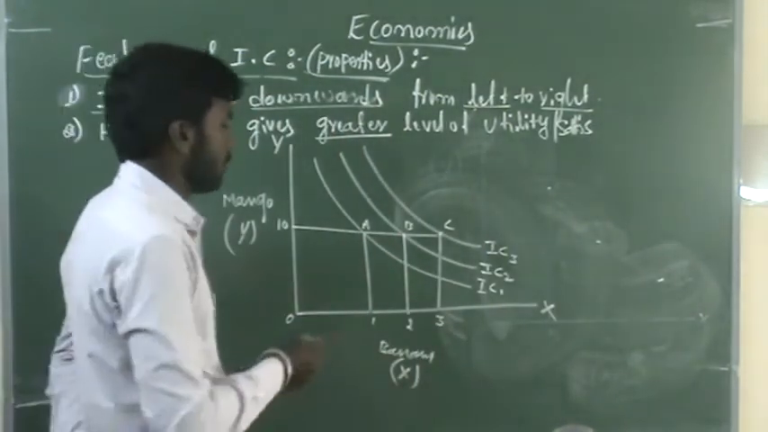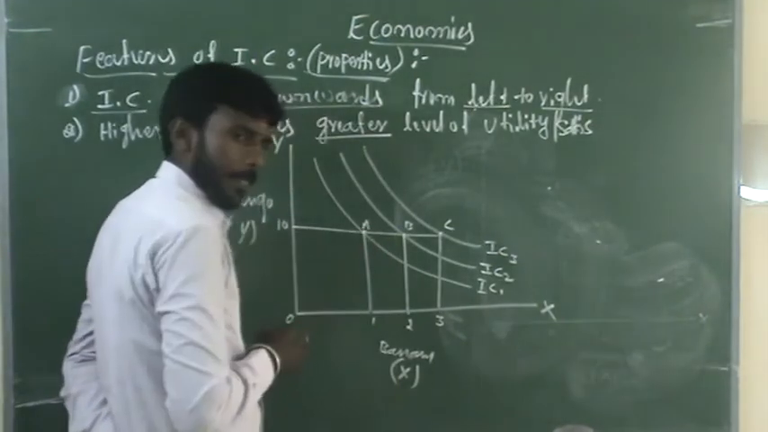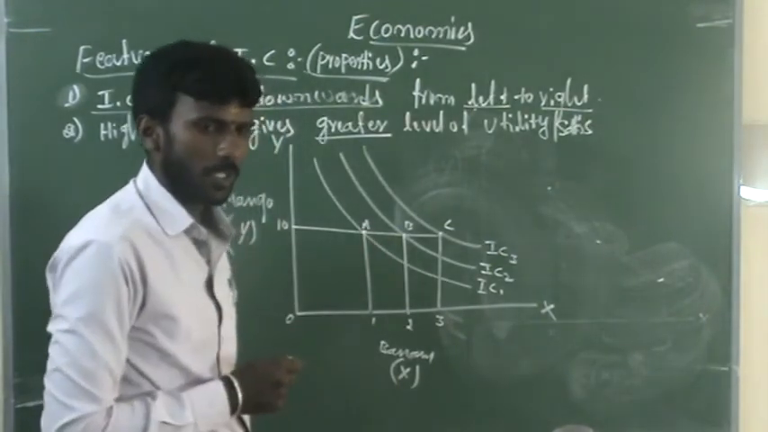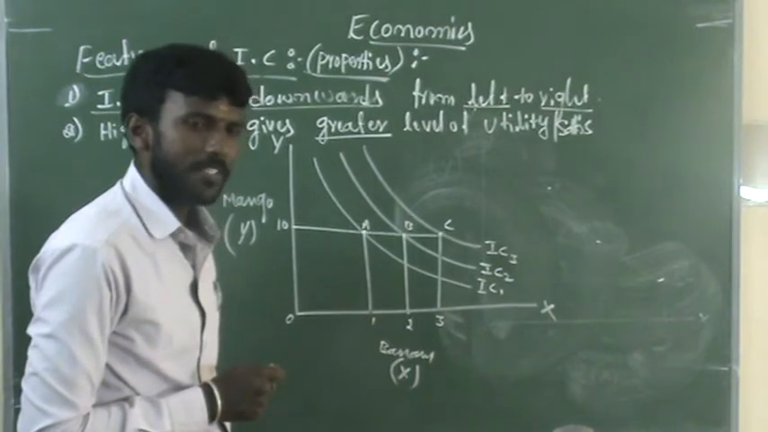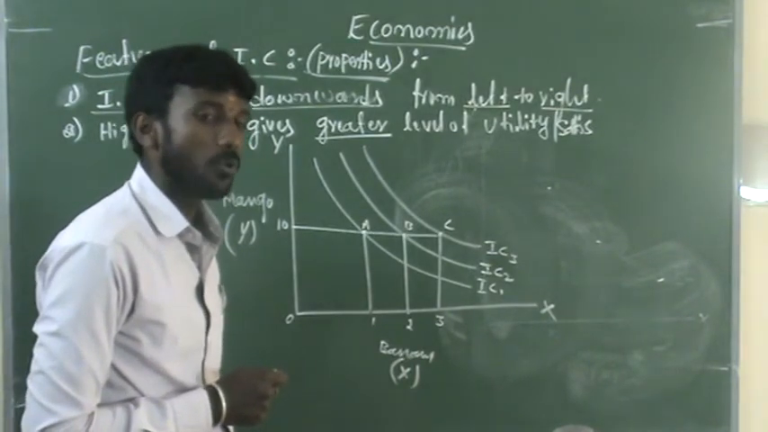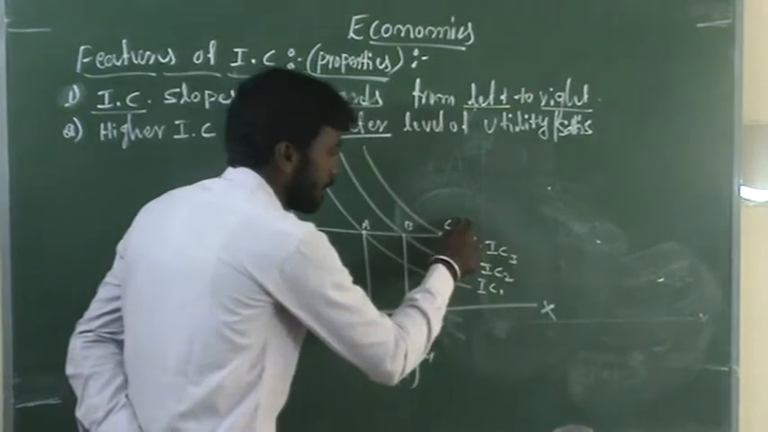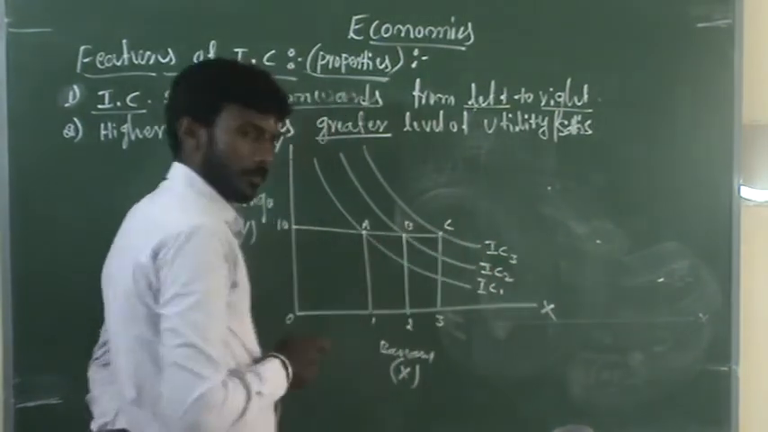So now the point A represents the lower level of satisfaction while we are comparing it with B and C.